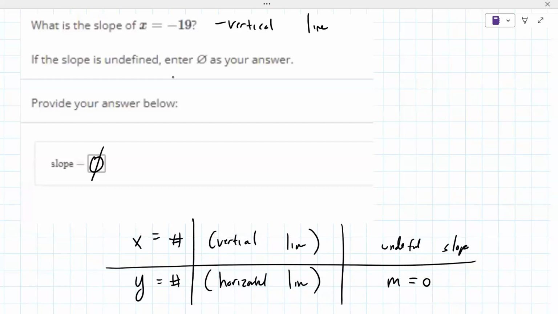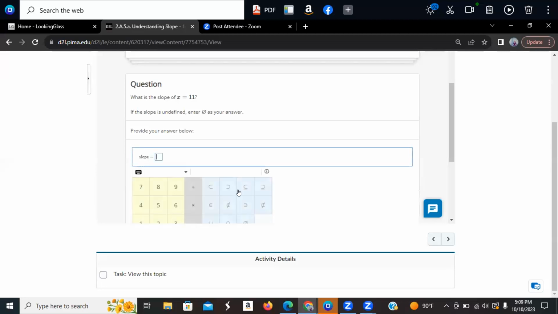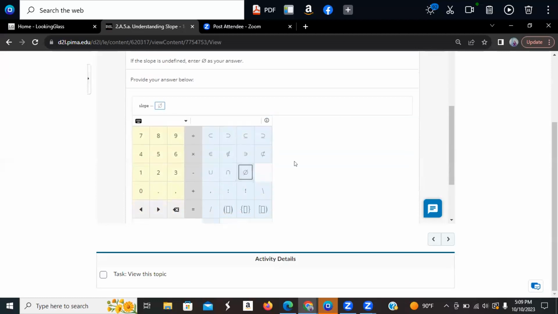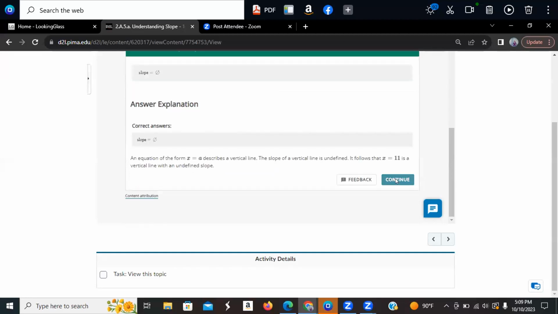To answer these questions, whenever you're ready, if you want to share your screen, we can look at more questions. All right, so this is the same thing. See how it's x equals a number? Yeah. That means it's undefined. And that's just a pure note card, memorization thing. Good job.